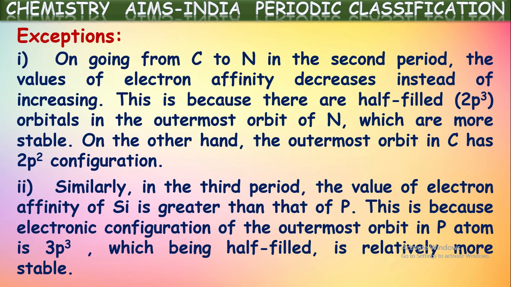In this way, because of the half-filled electronic configuration, these fifth group elements like nitrogen and phosphorus have lower electron affinity values than the fourth group elements.